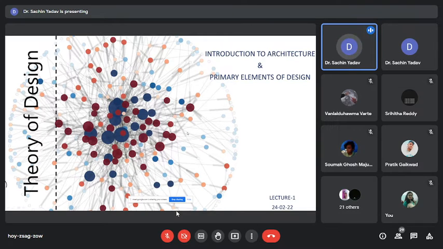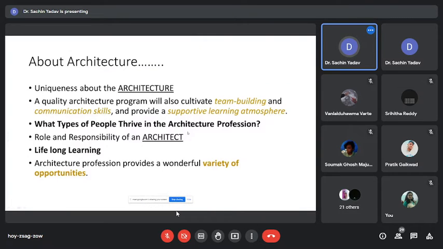Architecture is like, there is something marvelous about imagining a structure, putting that idea on paper or into a computer, and then converting that vision into a reality, right? The uniqueness about the course.